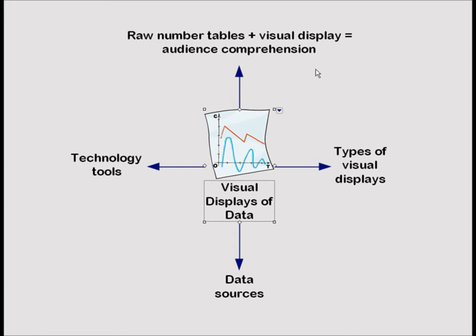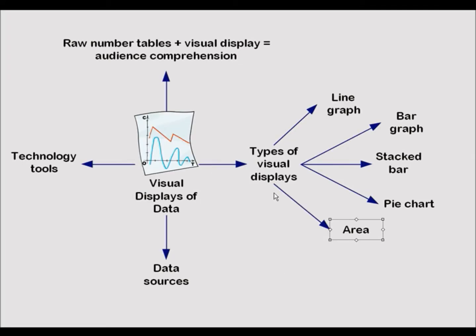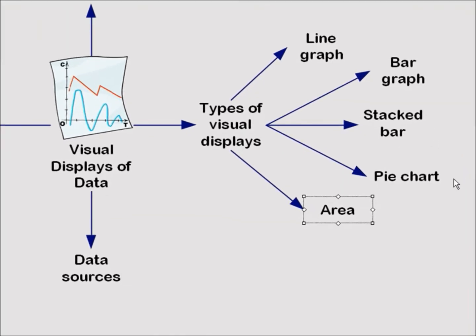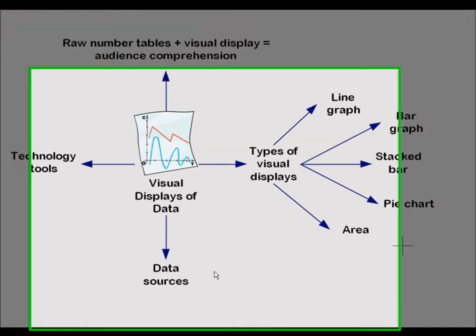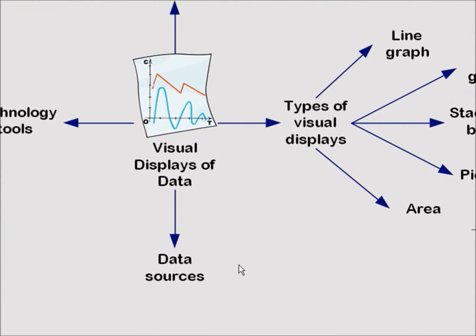What I want to talk about first is the fact that we do want to have raw numbers, but we would like to also interpret or show those numbers as a visual display so that we can see the patterns of the data more quickly and we can increase audience comprehension. When we want to look at visual displays, we can use line graphs, bar graphs, stacked bars, pie charts, and area graphs.